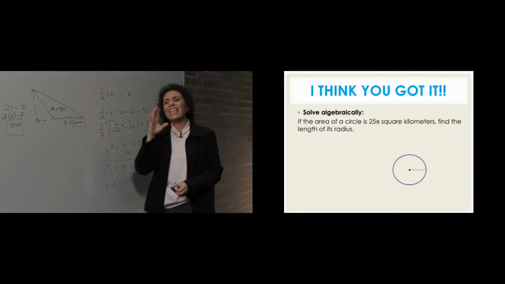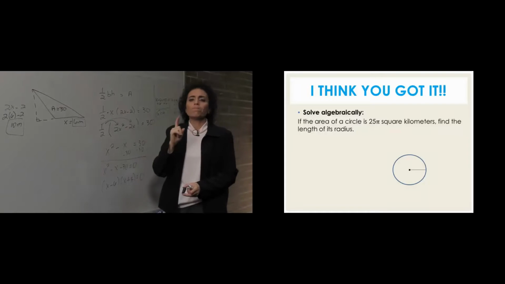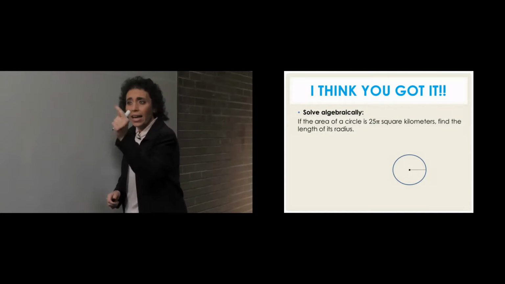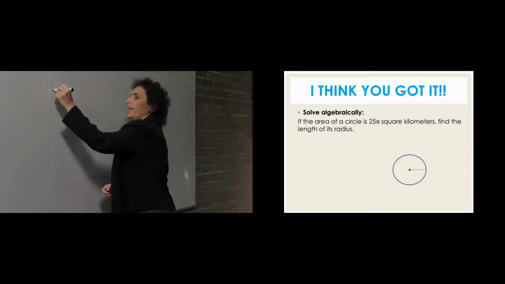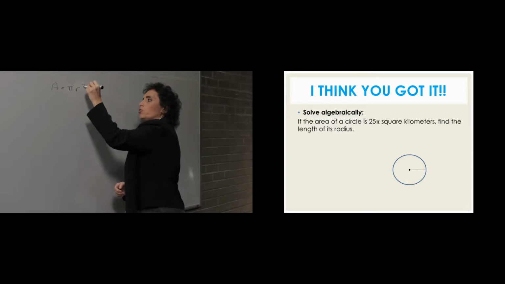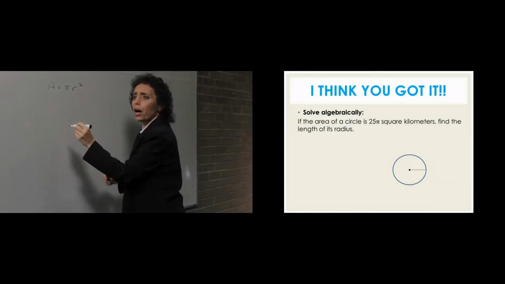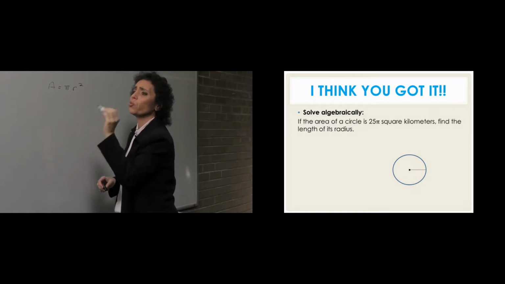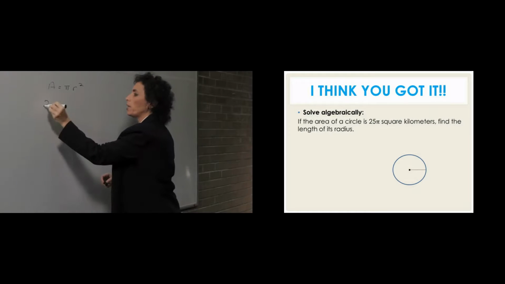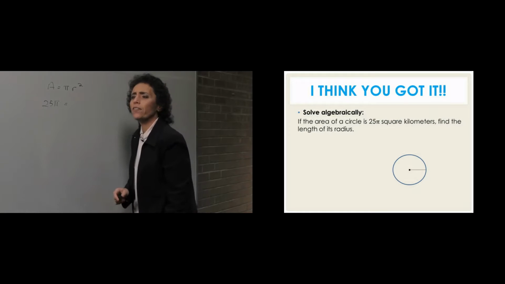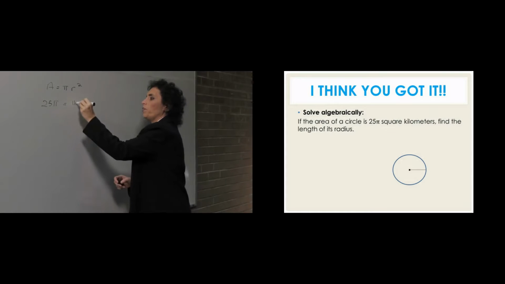And looking at the next problem, I'm going to do that problem with you. All right, let's see if we got it. The area of a circle, which is A equals pi r squared, right? The area is 25 pi square meters. Oh, sorry, kilometers. I'm sorry about that. 25 pi square kilometers. So 25 pi, that's what I know. And it says find the length of its radius. So we want the length of its radius.